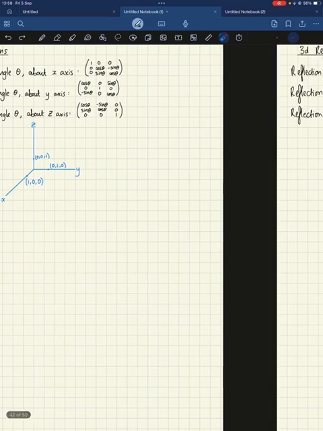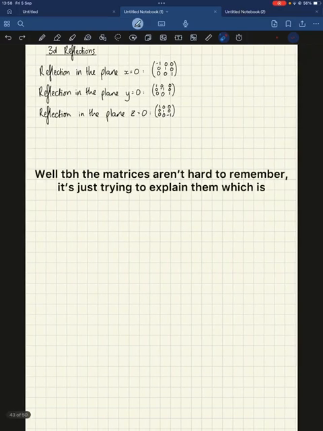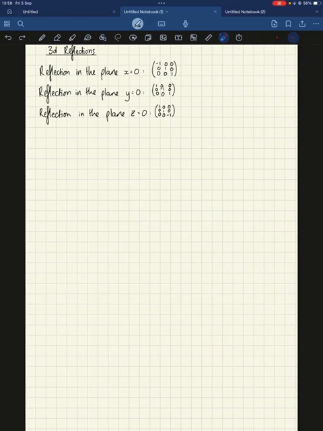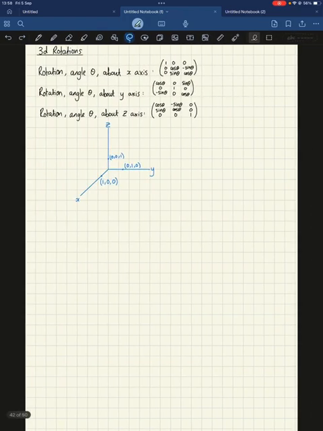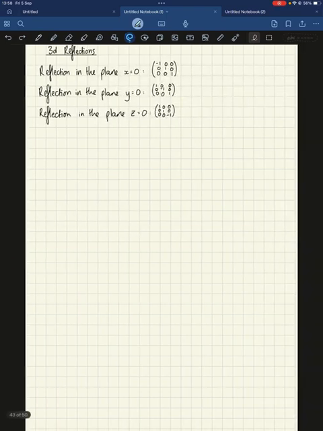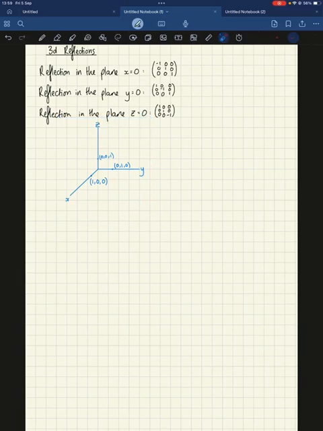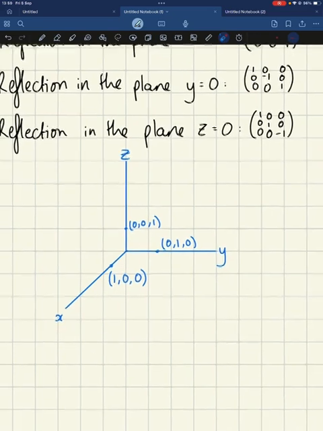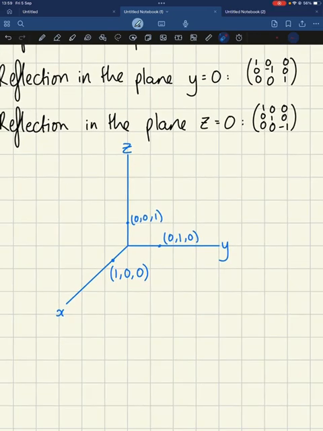Now, this is the hard one. 3D reflections, a reflection in the plane x equals 0, y equals 0, and z equals 0. Our diagram from here. We'll start with the reflection in the plane x equals 0.